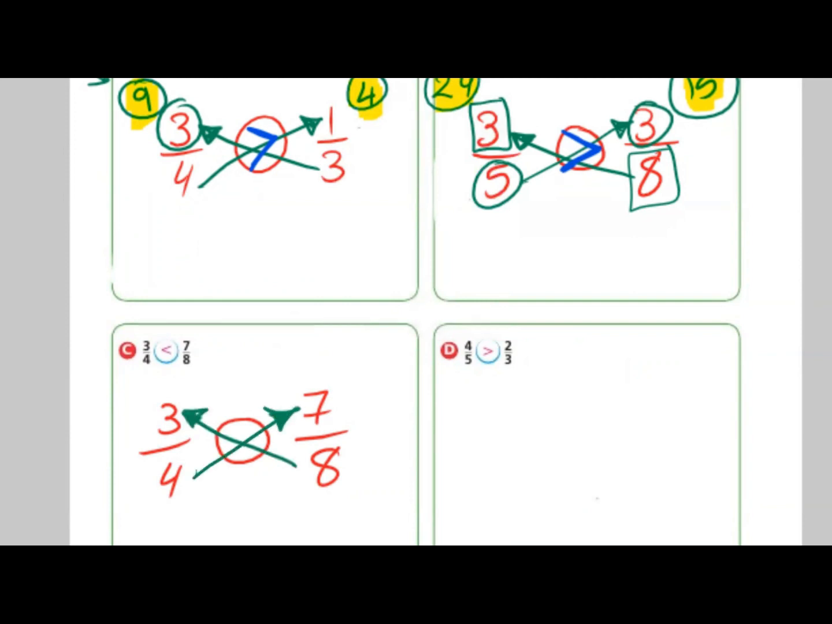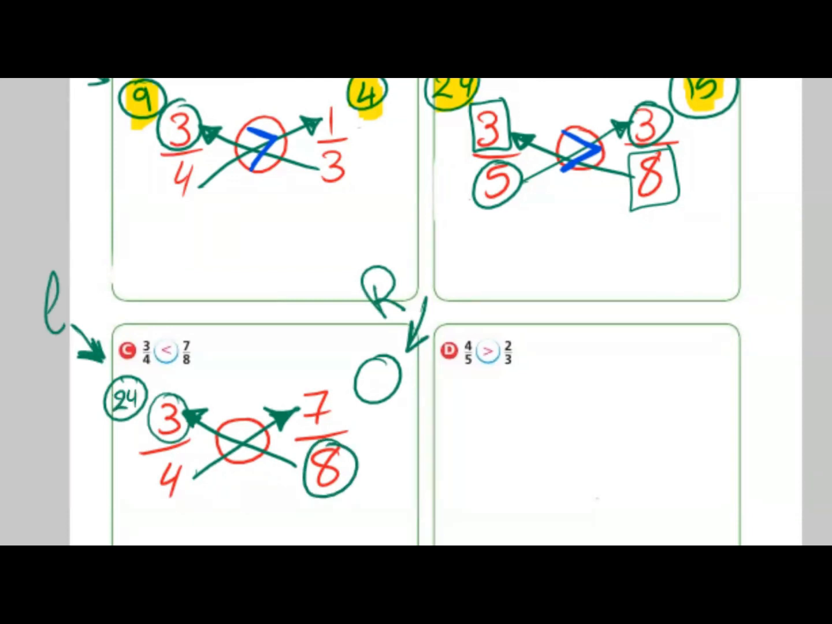We are multiplying from the lower part to the upper part. What multiplied by what? 3 multiplied by 8 equals what? 24. Where are we going to put it, on the right or the left? Left, because we're multiplying this by this, so you have to put it with the 3. So it would be 24.